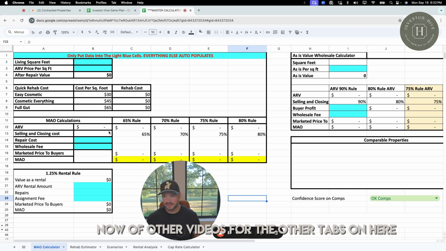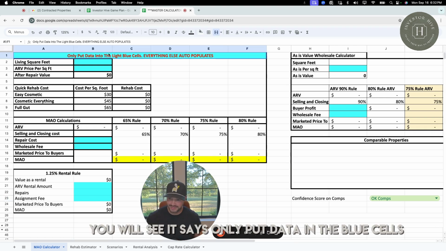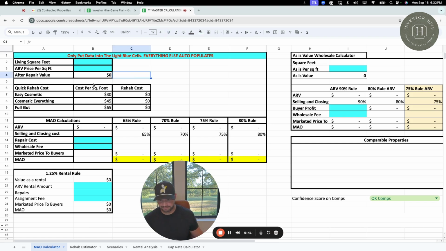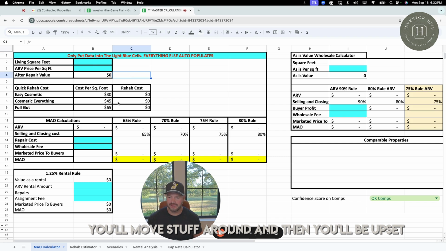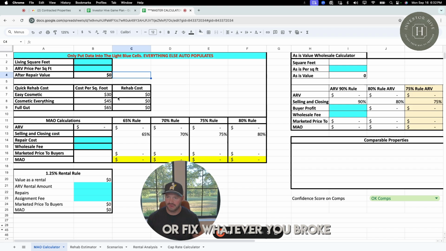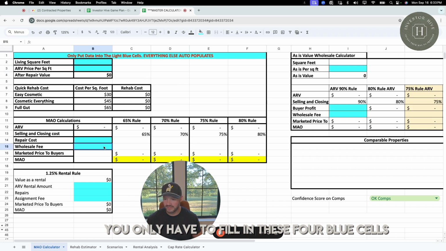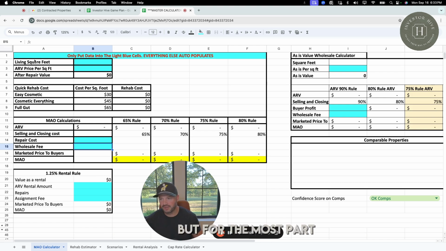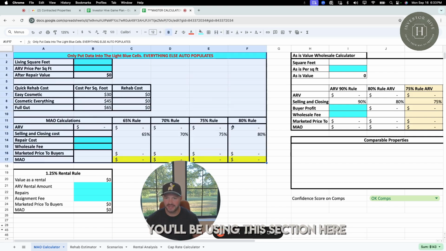So first and foremost, you will see it says only put data in the blue cells. By adjusting a white cell, you'll mess up formulas, you'll move stuff around, and then you'll be upset it's not working, and you'll need to go re-download the spreadsheet or fix whatever you broke. So to know what your MAO is, you only have to fill in these 4 blue cells. Now there's some other calculators in here, and I'll show you in a second what those are. But for the most part, you'll be using this section here.